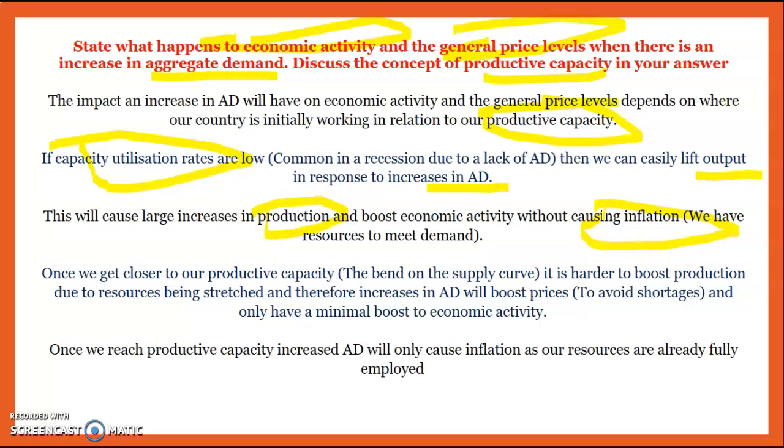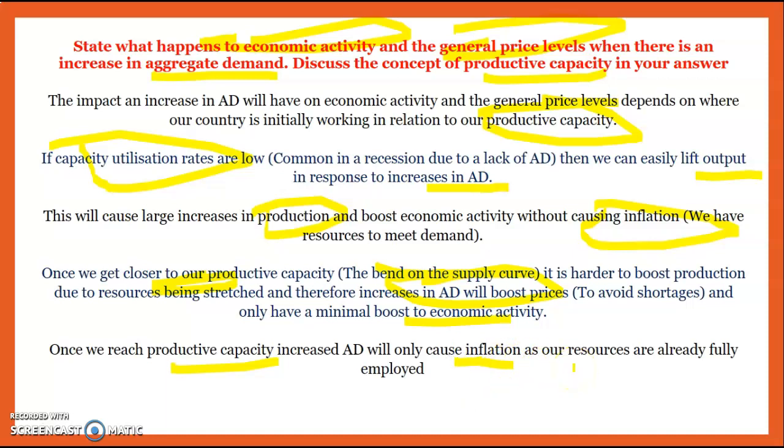But once we get close to our productive capacity, which is evidenced by the more vertical part of the aggregate supply curve, it's harder to boost production because resources are stretched, and any increase in aggregate demand may just lead to higher prices and have minimal impact on economic activity. Once we reach our productive capacity, increases in aggregate demand are effectively useless and will only lead to increased inflation. All our resources are fully employed.